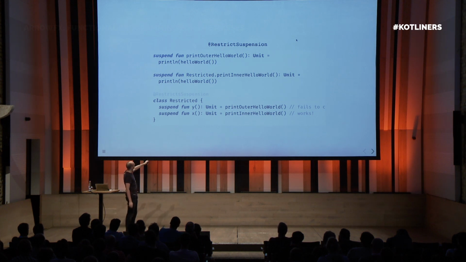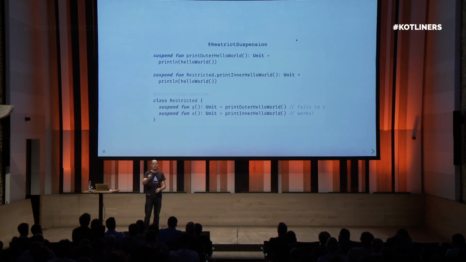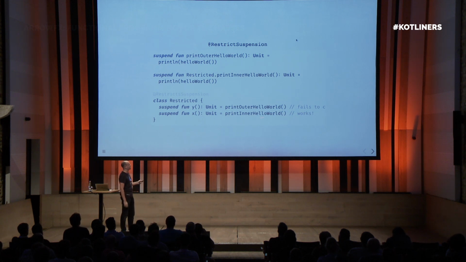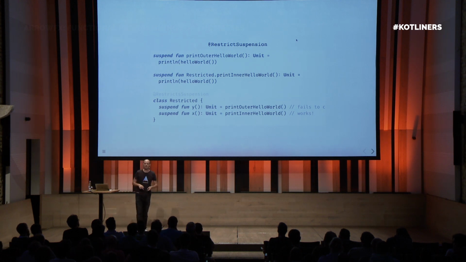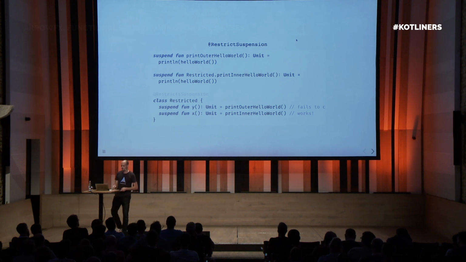Which means if I call a function, this one, print outer hello world, this one on top, which is actually suspended, but it's not defined within the scope of this class, it's going to crash. The compiler is not going to allow you to run a suspended function that has not been defined within the scope that is restricting the suspension. But on the other hand, if I run this one, print inner hello world, which is defined over that scope, we could actually also define it right inside of this class, that one is actually going to work because it's defined within the scope of the restricted suspension.